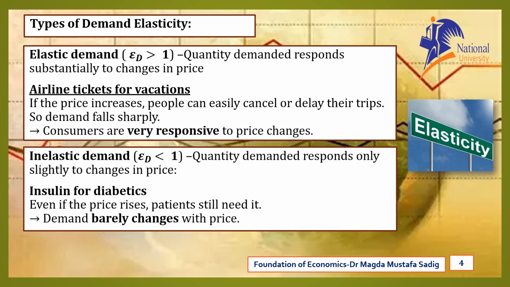Inelastic demand. Here, a change in price has only a small effect on the quantity demanded. Think of insulin for diabetic patients. Even if the price increases, people still need to buy it because it's essential. So demand stays almost the same. In mathematics, the elasticity is less than 1.